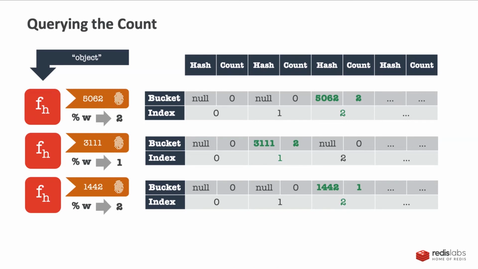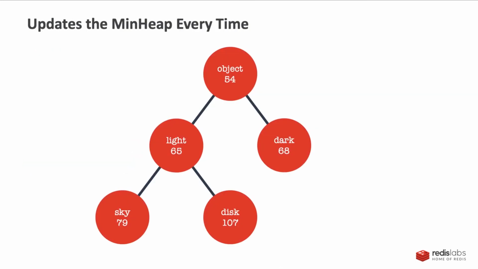even though one of them is being eroded a little bit. And every time we add something to Heavy Keeper, we update the min heap with that count and that key. And so if object comes in and it's got a higher value than 54, then 54 gets removed and the new one gets put in there. And then when we want to ask what are the top 5 items in this top K structure, we just look at this min heap. If we want to do count queries, we can go ahead and go to the Heavy Keeper itself.